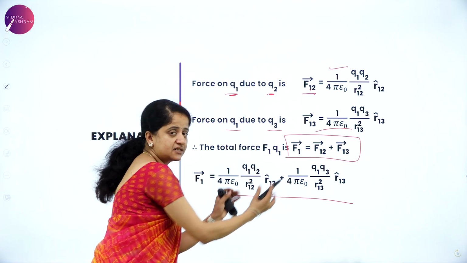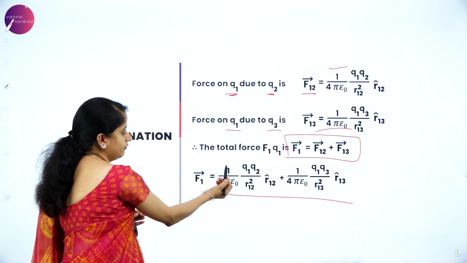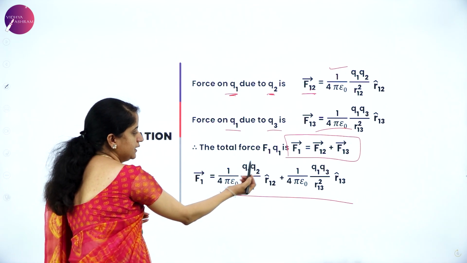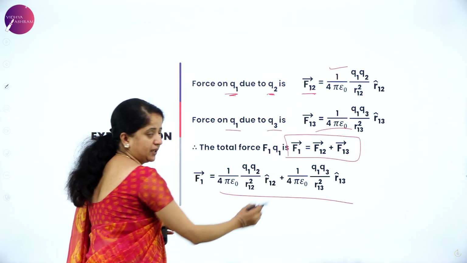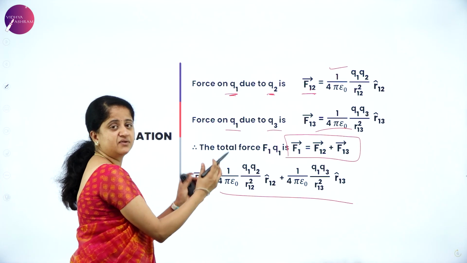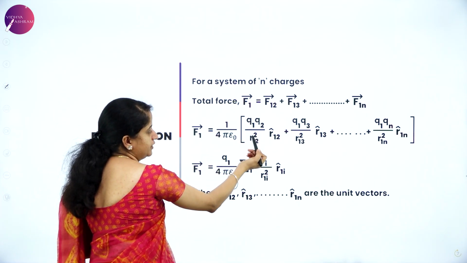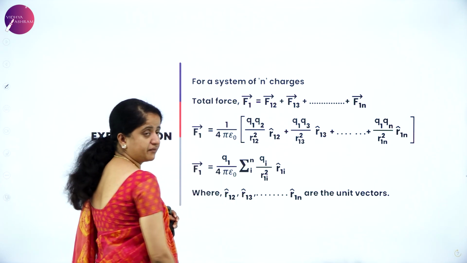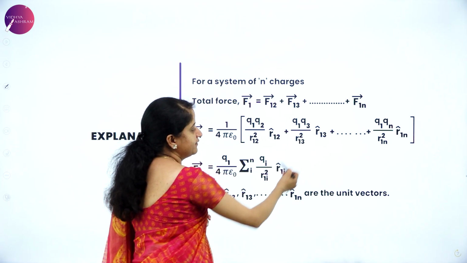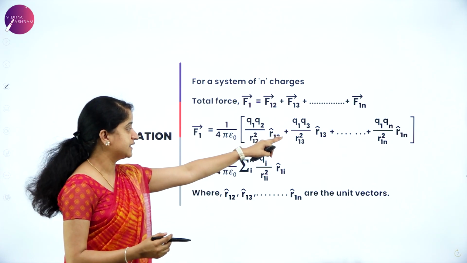What are the common terms that we have? Here we have 1 by 4 pi epsilon naught Q1, 1 by 4 pi epsilon naught Q1. So these are the common things, so we can take them outside. So 1 by 4 pi epsilon naught, Q1 Q2 divided by R12 square into R12 cap, plus Q1 Q3 divided by R13 square R13 cap.